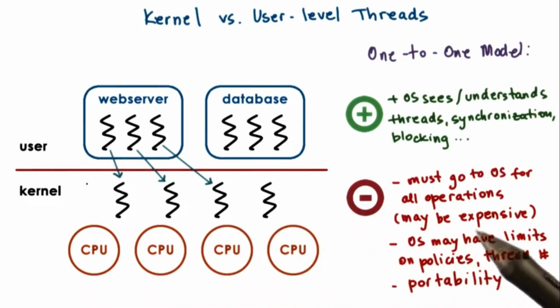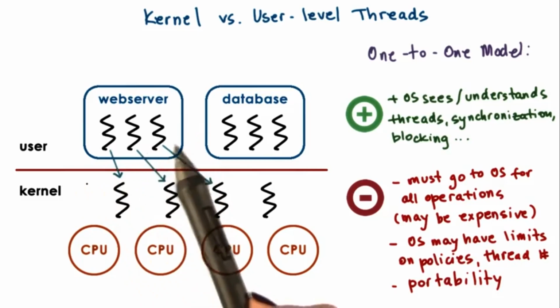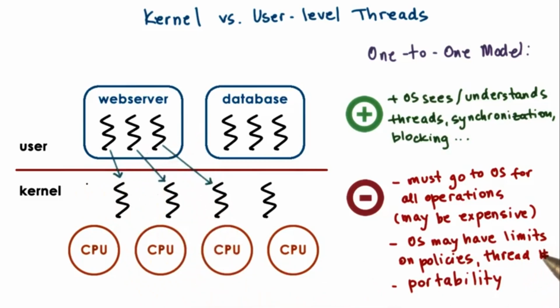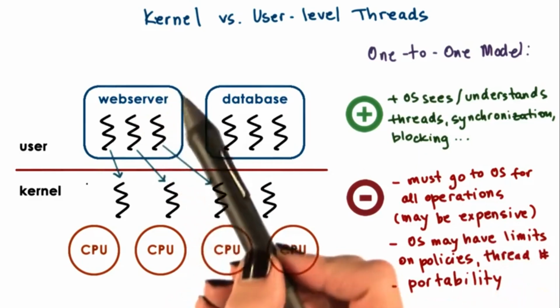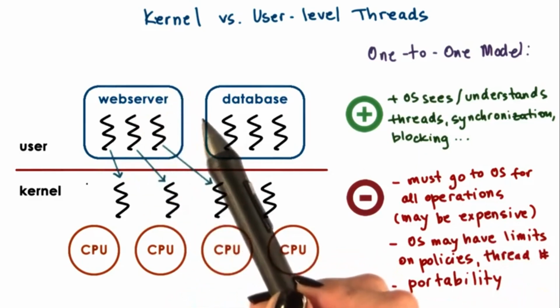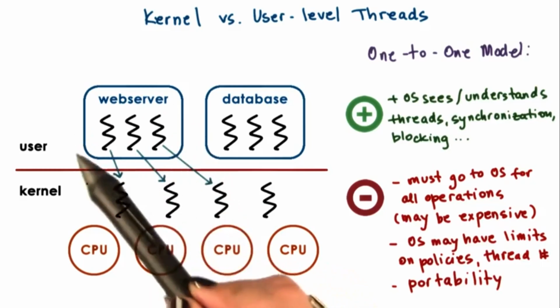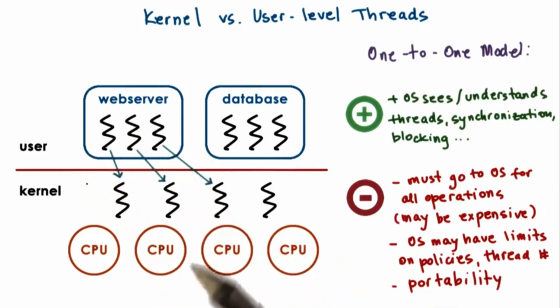So for instance, if the kernel doesn't support a particular scheduling policy, or if the kernel has a limit on the number of threads that can be supported, the process is restricted to operate within those bounds. This basically affects portability. So if a particular application has certain needs about how its threads should be managed, we're limited to running that kind of process only on the kernels that provide exactly that kind of support.